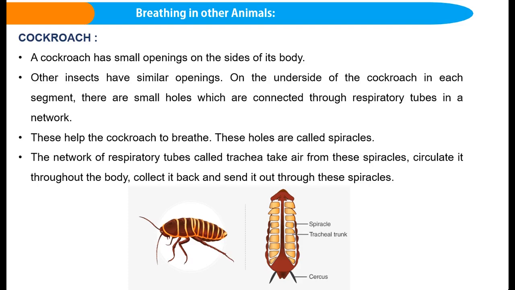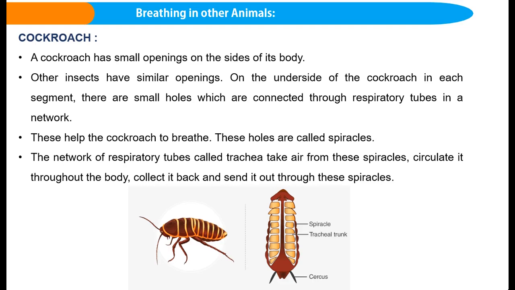And coming to the cockroach. A cockroach has small openings on the sides of the body, which we call spiracles. Not only the cockroach, insects have small openings on the sides of their body, and these are connected with small tubes. This network of tubes is called the trachea. These help the cockroach to breathe, and the holes are called spiracles. The network of respiratory tubes is called the trachea.